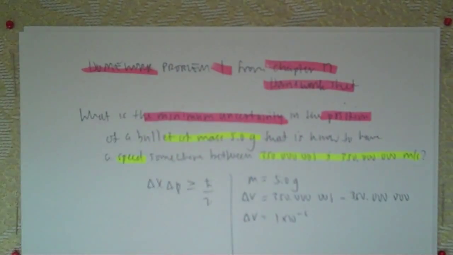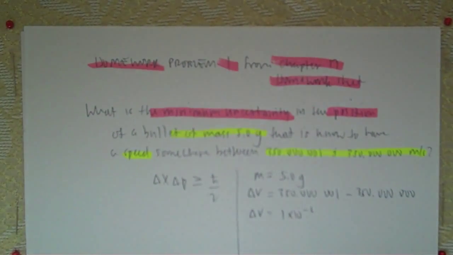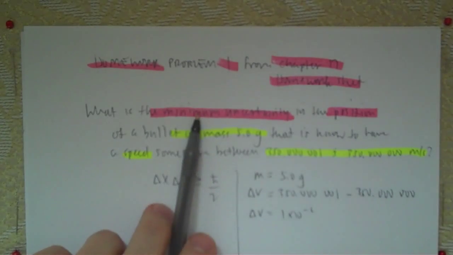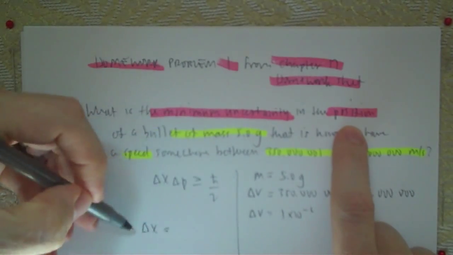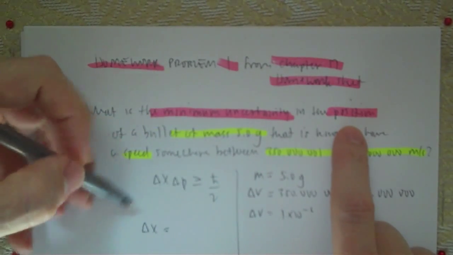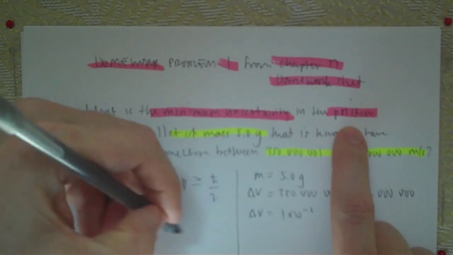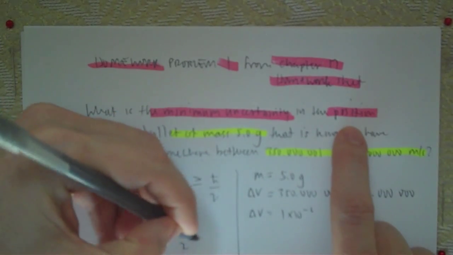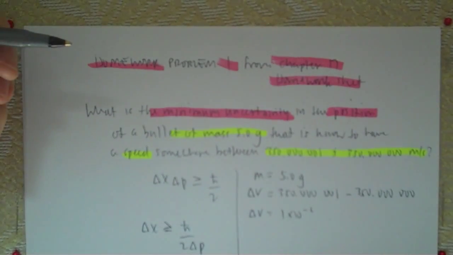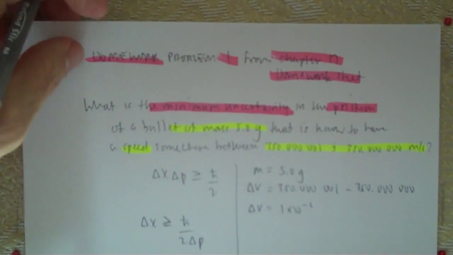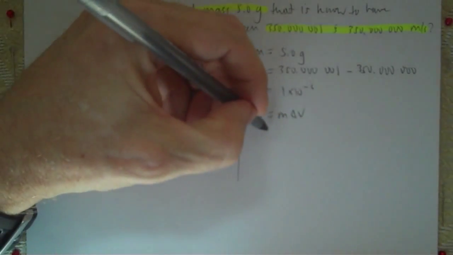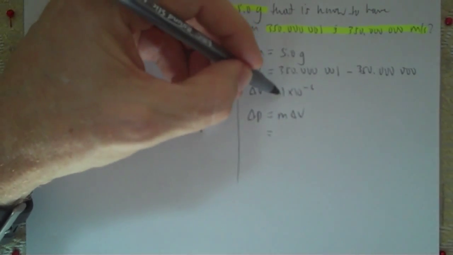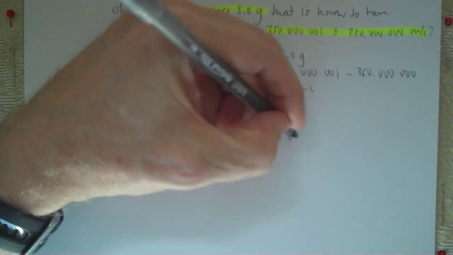Delta v is that. I'm starting to get a better feeling about this problem, because the question's asking what's the minimum uncertainty in position. So delta x is greater than or equal to h bar over 2 delta p. This is starting to come together now. I can see that delta p is going to be m delta v, so this is going to be 5 times 1 times 10 to the negative 6.